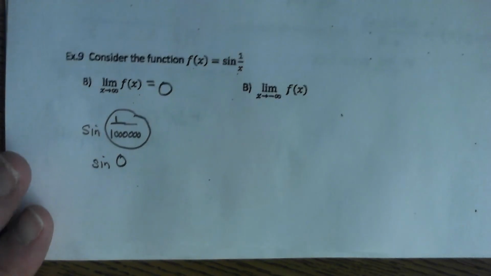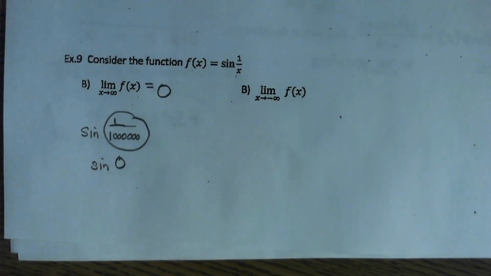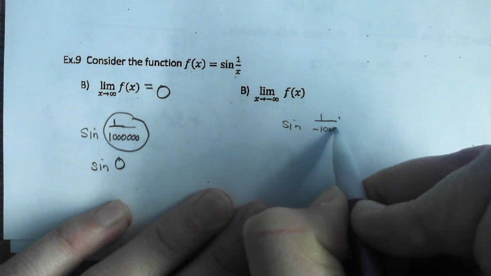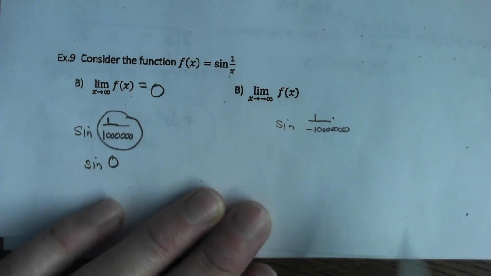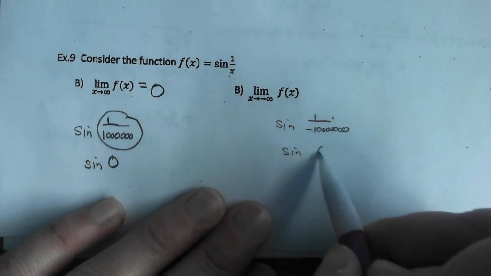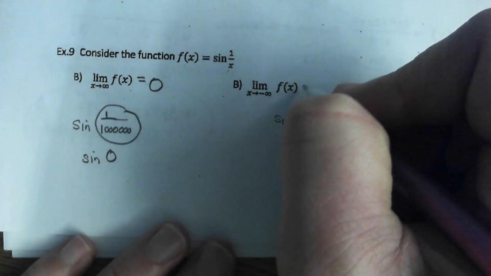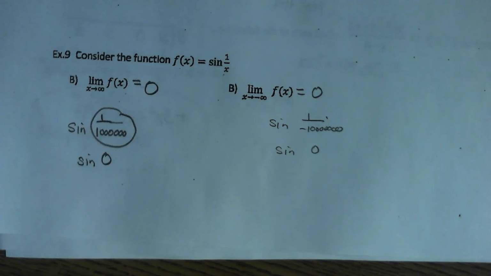So it's almost about exploring what the inner part of it is approaching, and then what would the sine of that number be? Same thing here. Sine of 1 over negative a million is kind of like the sine of 0. It's coming from the negative side of it, but it's still like the sine of 0, which is also approaching 0. Okay? A lot more to think about with these odd functions.